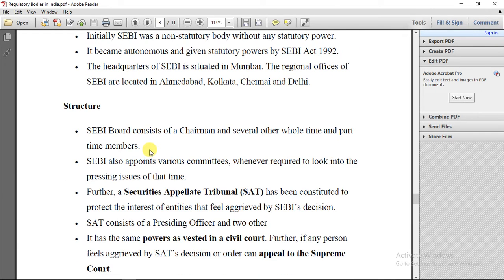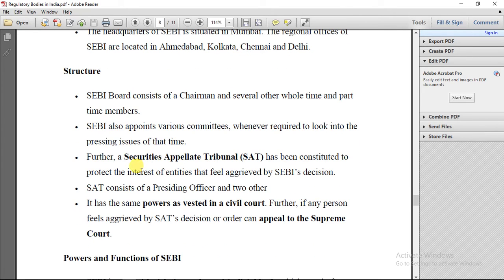Now structure. SEBI board consists of a chairman and several other whole-time and part-time members. SEBI also appoints various committees whenever required to look into the pressing issues of that time. Further, a Securities Appellate Tribunal has been constituted to protect the interests of entities that feel aggrieved by the SEBI's decision.